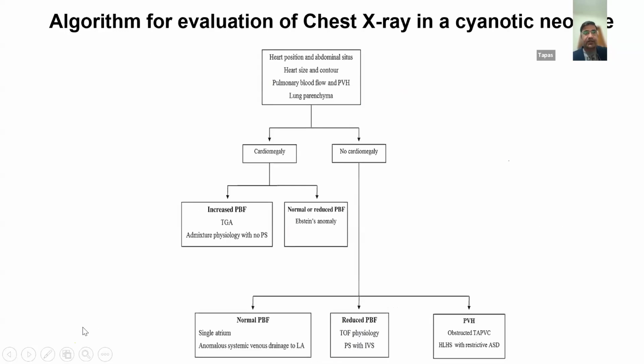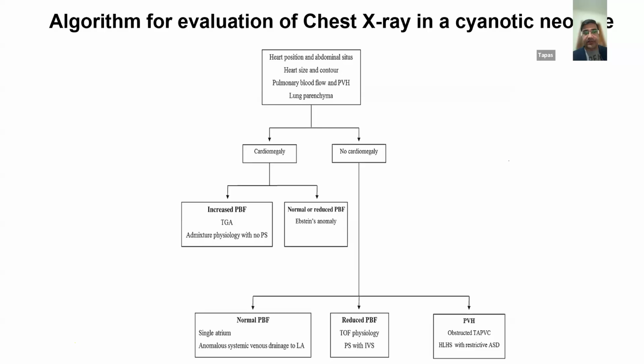Yes. So this is the chest X-ray approach to a baby with a cyanotic heart disease. You have to see the position of the heart, abdominal situs, presence or absence of cardiomegaly, pulmonary blood flow, and the lung parenchyma. So if you have cardiomegaly with increased pulmonary blood flow, the possibilities in the first week of life would be TGA or admixture physiology with no pulmonary stenosis.